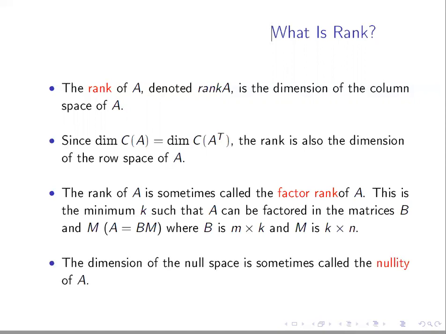All right, so the dimension of the null space is called the nullity. We've already mentioned, in the last section, section 4.5, how to find this. So the dimension of the null space is the number of free variables, and the rank, which is the dimension of the column space, is the number of pivots.